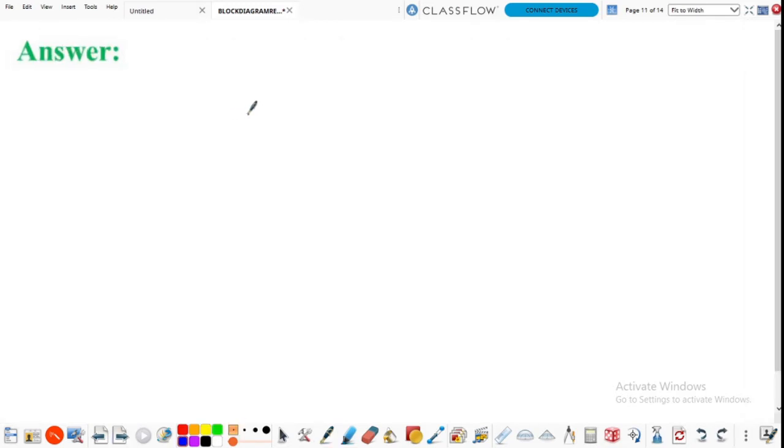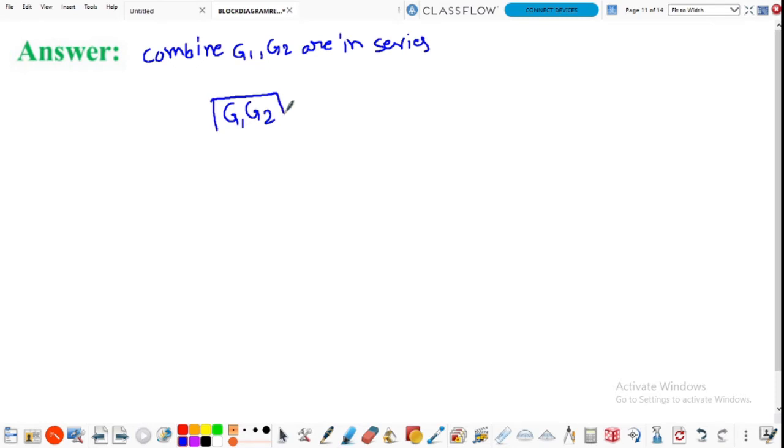Combining G1 and G2, which are in series, they are represented in a single block G1 G2, and the remaining part is as it is, leading to C. And the input is R of S.